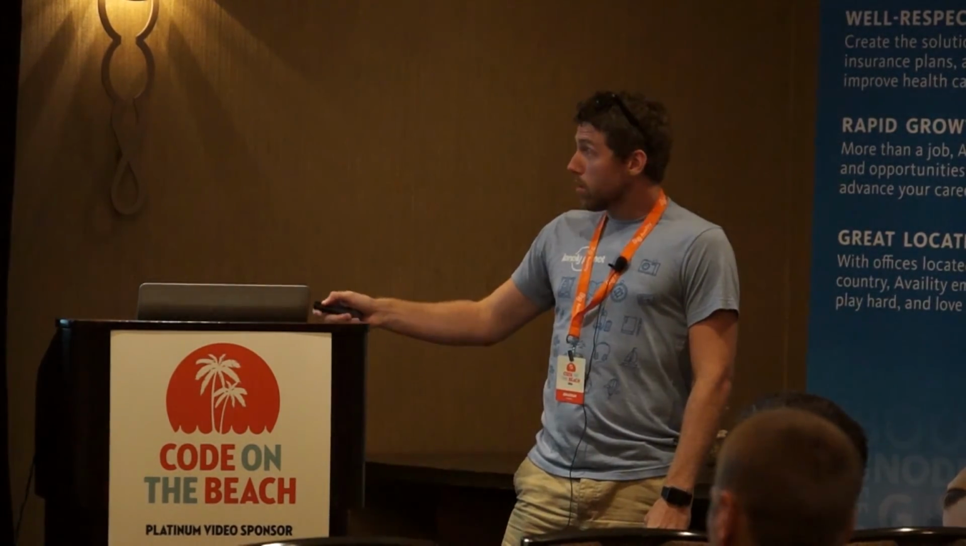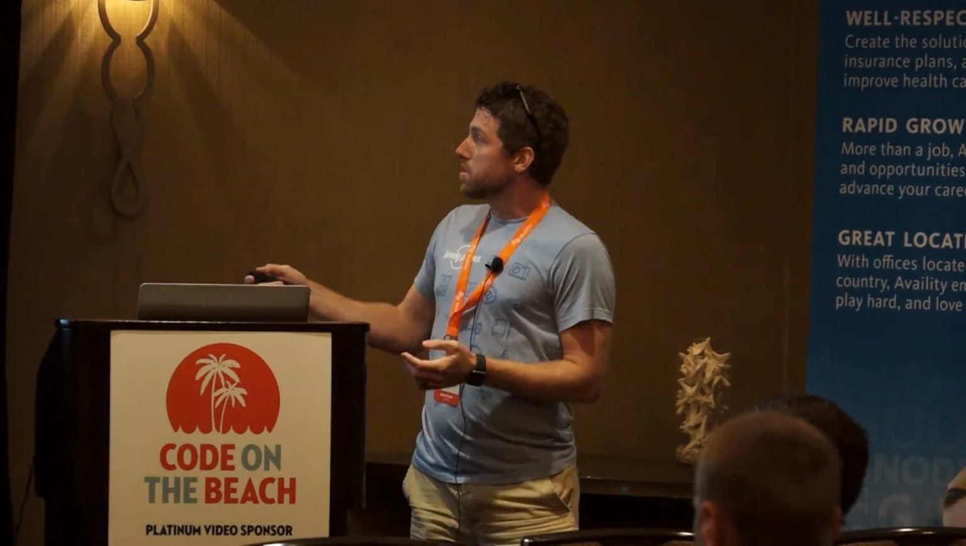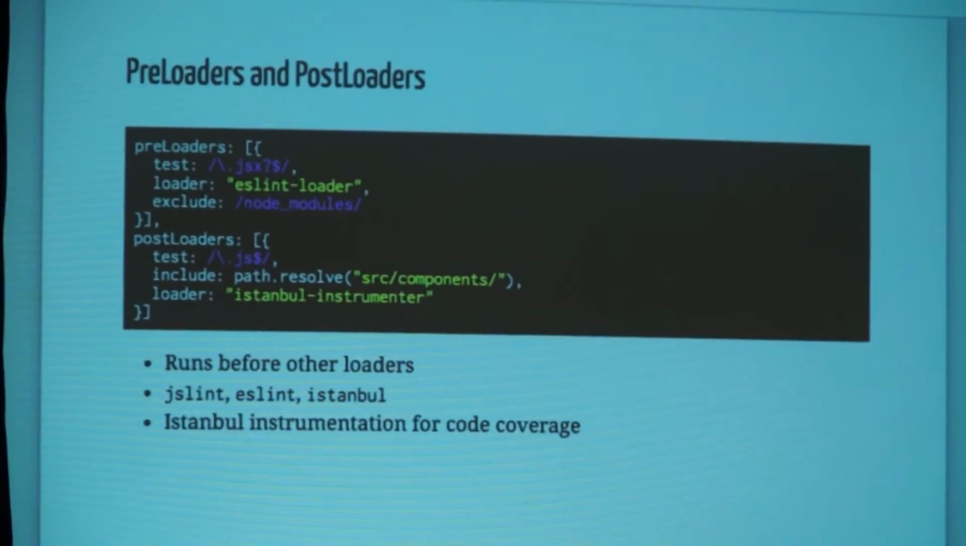Then for things like post loaders, if you're doing any kind of unit testing and you want to see what kind of code coverage you have, you can use something like Istanbul. Istanbul creates a copy of your code and puts instrumentation pieces in it. That way in your testing, you can see how many lines of code you've tested and all of the ifs and things. So that's another really useful tool. There are lots of different things you can do with pre and post loaders. Definitely a very useful thing.